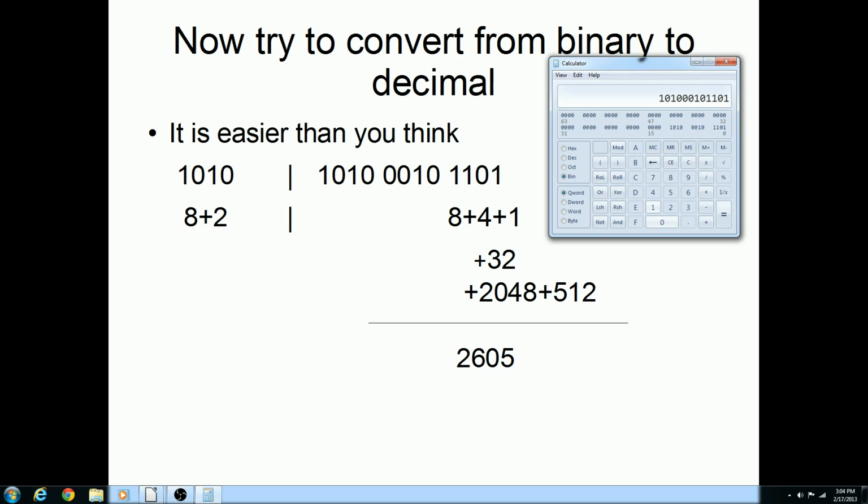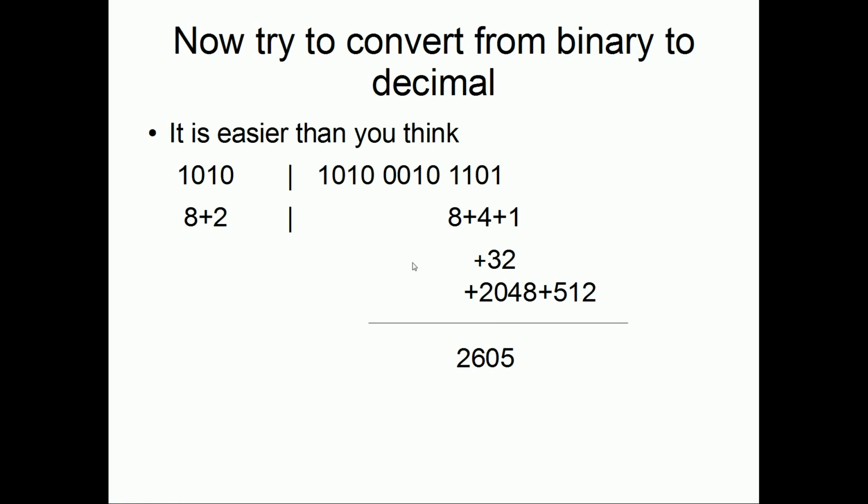So that number right there, see the three groups equal these 3 groups up here. Then we'll go ahead and select dec, which means decimal, and we get 2605, which is exactly what we got here. So you can see where this is going to be useful.